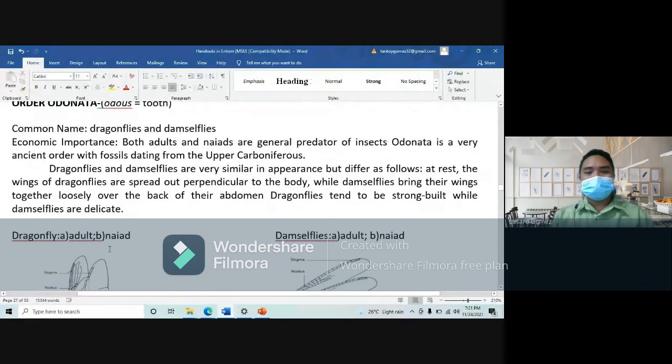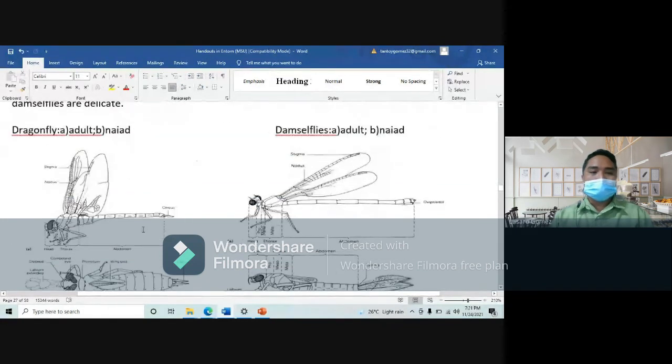Dragonflies and damselflies are very similar in appearance but differ as follows. At rest, the wings of dragonflies are spread out perpendicular to the body, while damselflies bring their wings together loosely over the back of their abdomen. Dragonflies tend to be strong-built, while damselflies are delicate. There are many of them in our surroundings. This is a dragonfly.